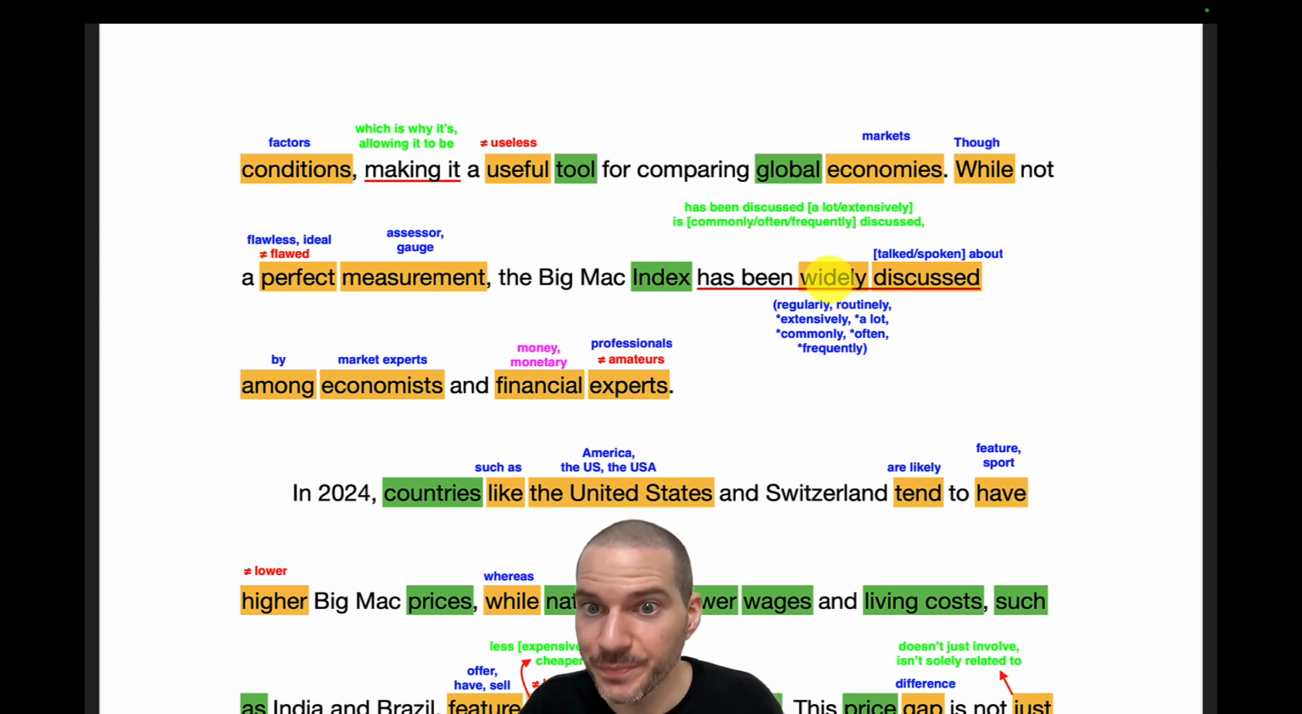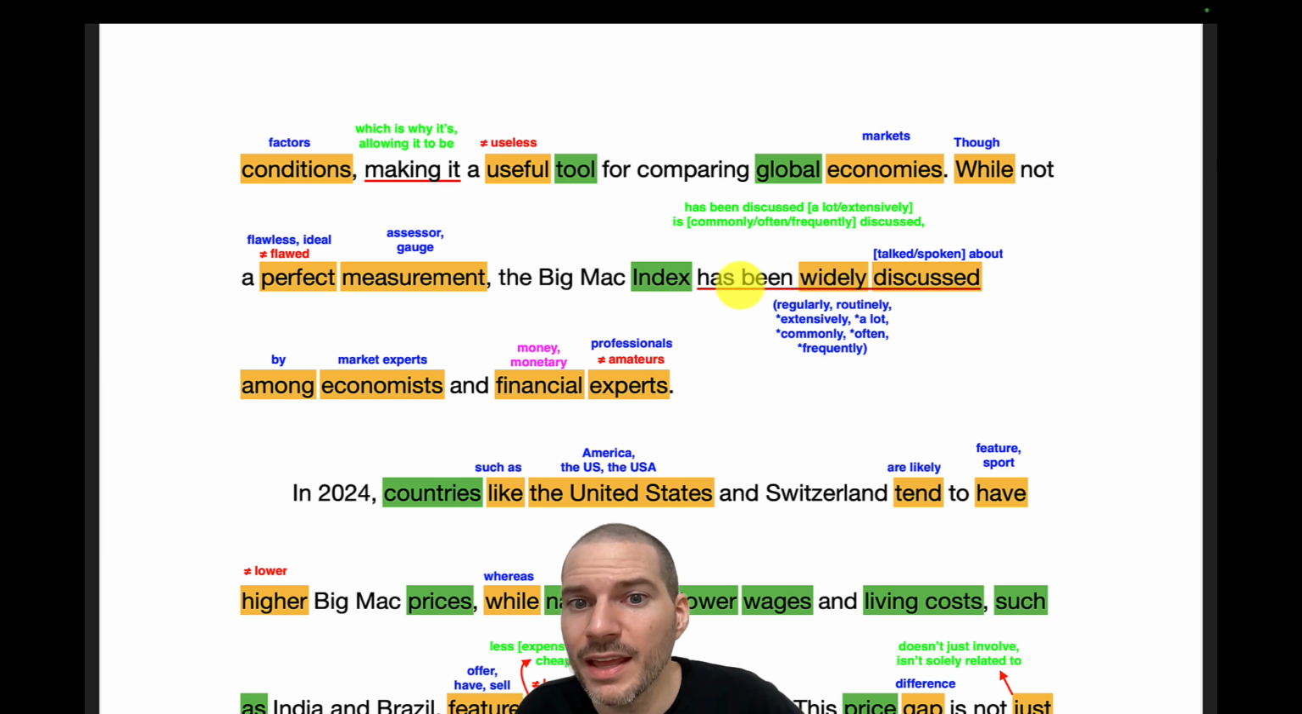So widely, we got a lot of synonyms. You can say regularly or routinely. Now, every other word here is a synonym, but you have to use them differently, and I'm going to explain that a little. You can see I have the word extensively, but I have an asterisk because I have to reword it. So you can say extensively, a lot, commonly, often, or frequently.